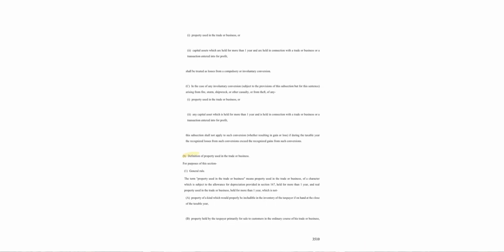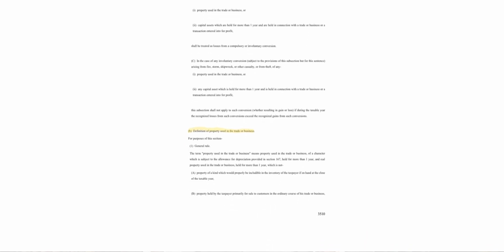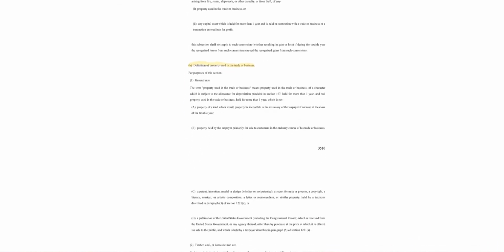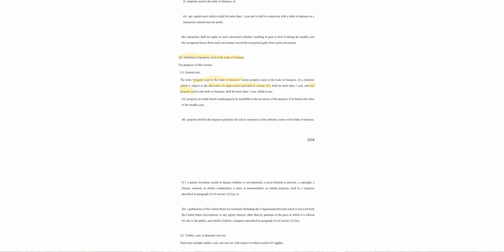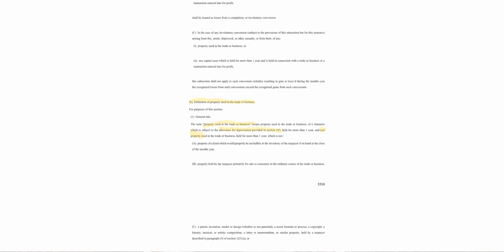If we see anything, I might have passed something. Right here, definition of property used in trade or business. This is subsection B, section 1231, subsection B. So right here, we've got a list of types of property. Property used in trade or business means property used in trade or business of a character which is subject to the allowance of depreciation in section 167, held for more than 1 year, and real property. So it's making the distinction at times. So again, real property is very important versus personal property. So keep that in mind.